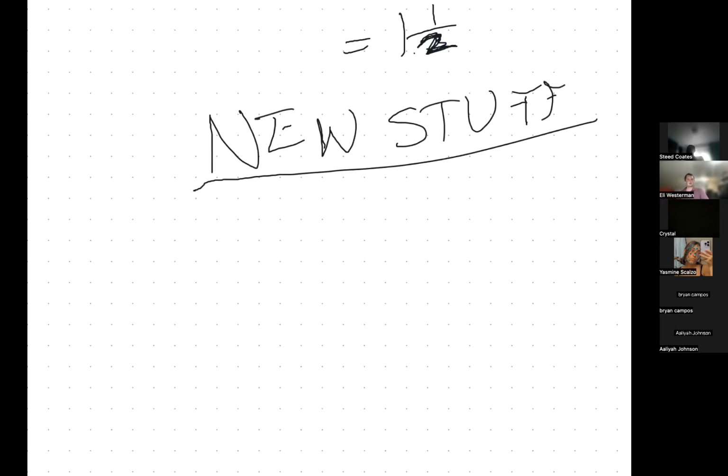All right, so our new stuff, we're going to start with adding and subtracting fractions.